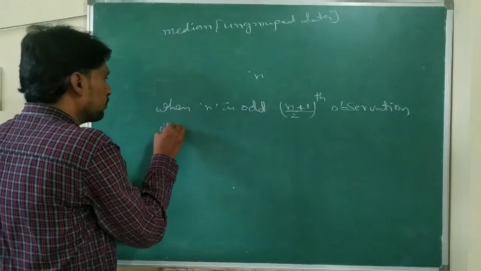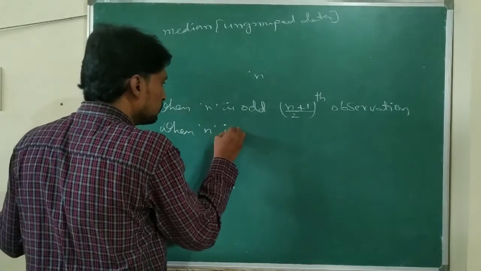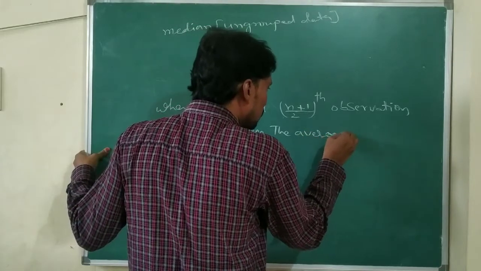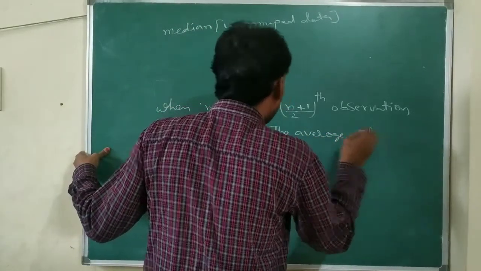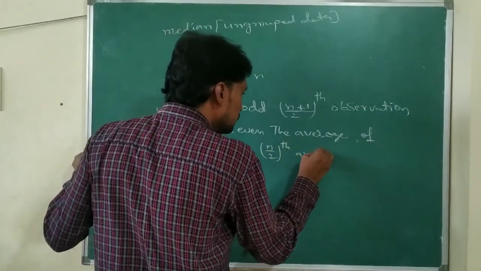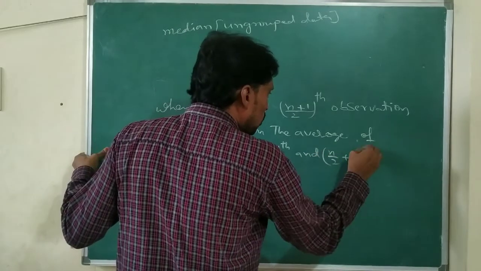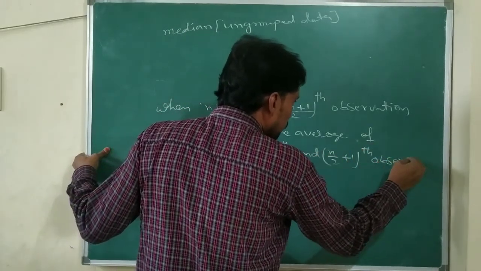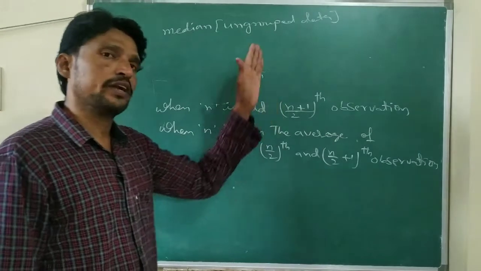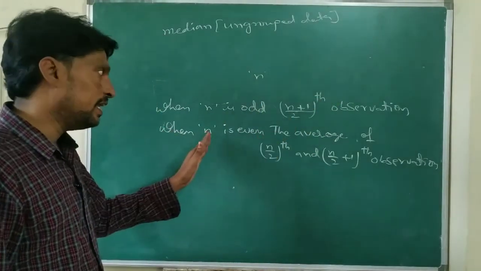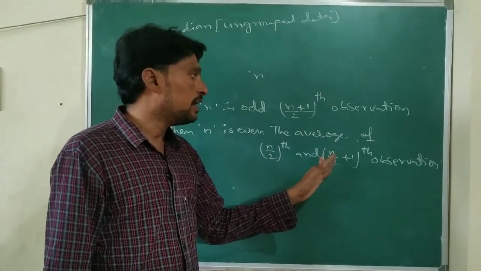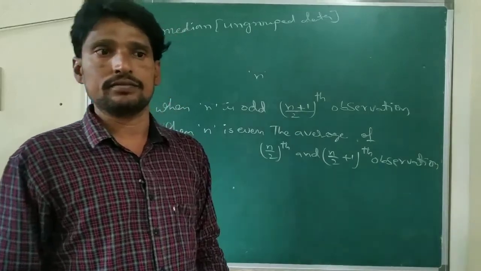When n is even, the average of the n by 2 th and (n by 2 plus 1) th observations is the median. So here, n odd means the (n plus 1) by 2 th observation is the median, and n even means the average of the n by 2 th and (n by 2 plus 1) th observation is the median.